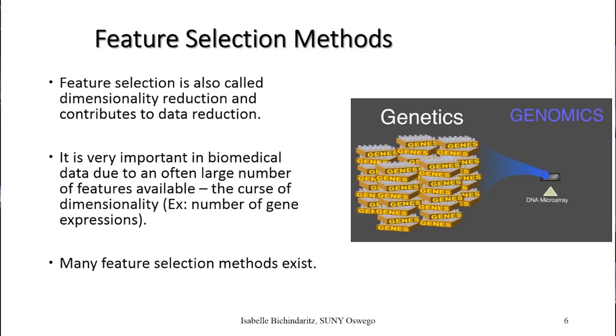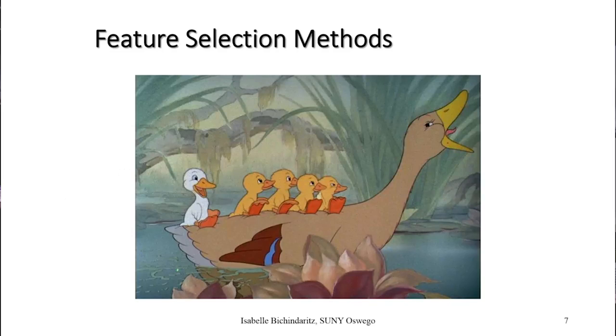And often in studies, because there are so many features, you may have tens of thousands of features, sometimes more, it happens often that the number of rows is smaller, and that's then a challenge to address, and that's called the curse of dimensionality. There are many feature selection methods available.